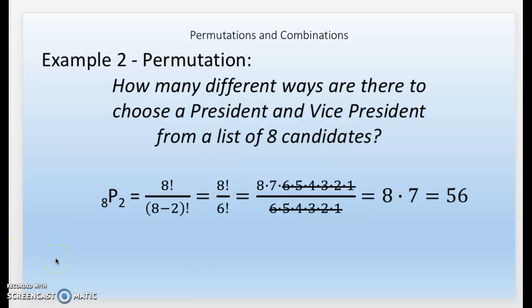Example 2. How many different ways are there to choose a president and a vice president from a list of 8 candidates? We're saying from 8, arrange 2. Here's the formula: 8 factorial on top and 6 factorial on the bottom, 8 minus 2. That gets rid of 6, 5, 4, 3, 2 on the top and bottom. We end up with just 8 times 7, because there are 2 slots to fill, president and vice president.